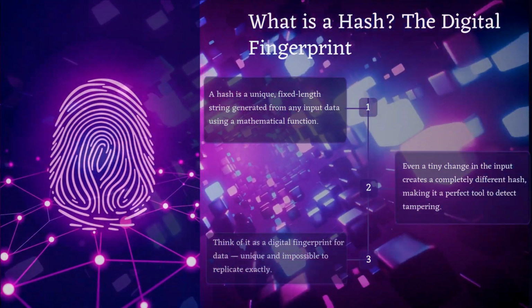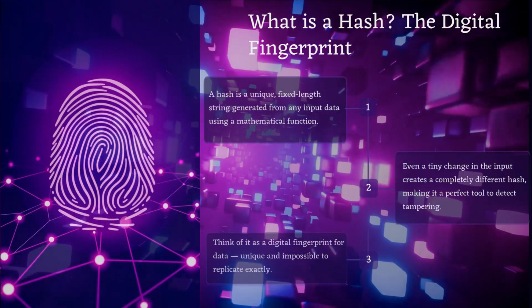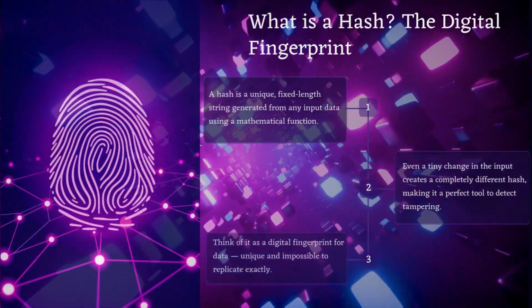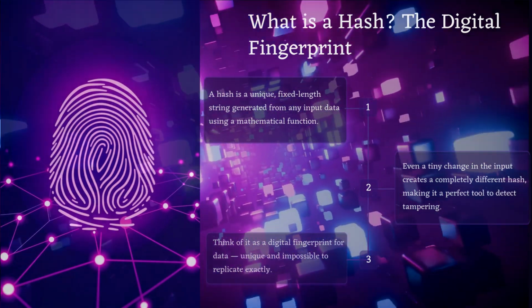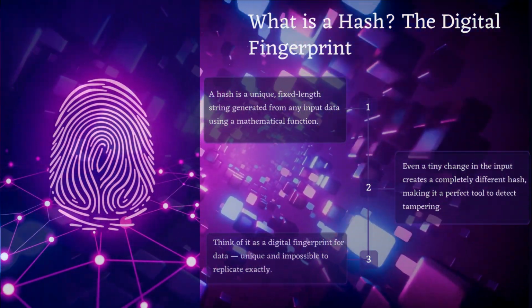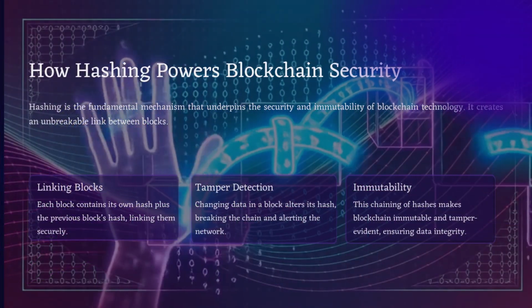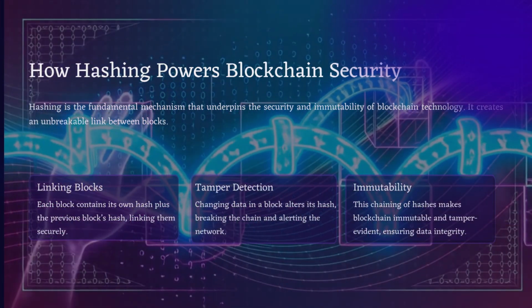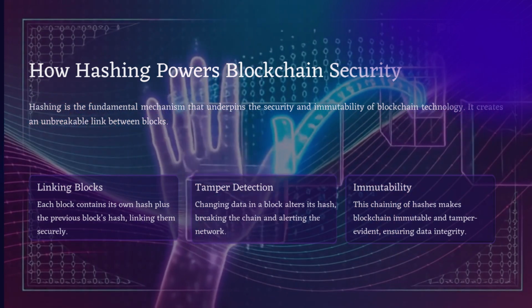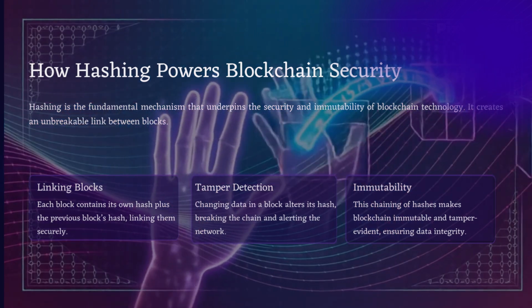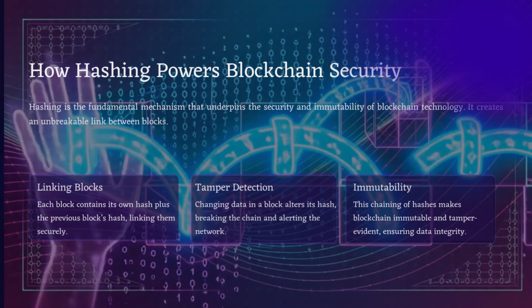A hash is like a digital fingerprint, a short, fixed-length code created from any data input. If you type "hello," you'll get one hash. But change it to "Hello" with a capital H and boom, you get a completely different hash. That's called the avalanche effect. Tiny input changes cause huge output differences. Hashing is one way. You can go from data to hash, but never back from hash to data.